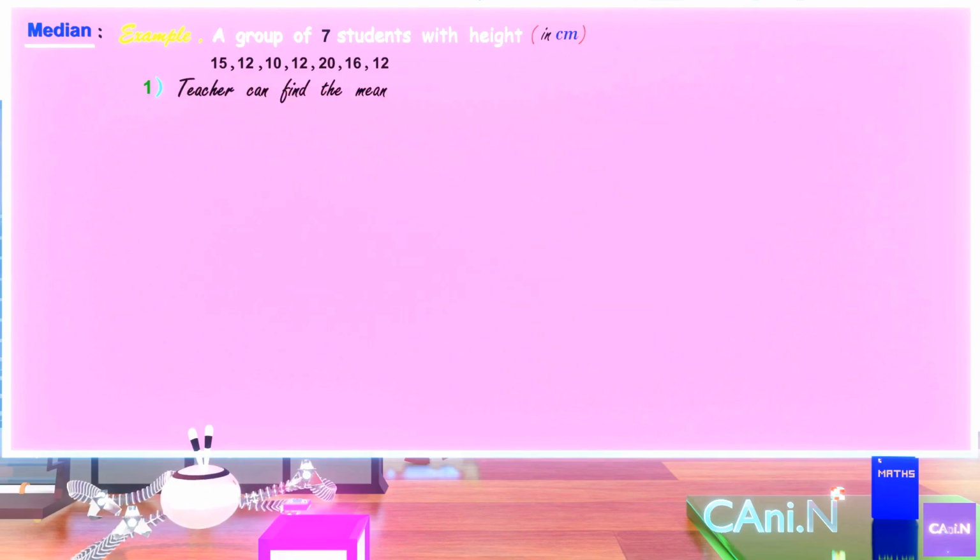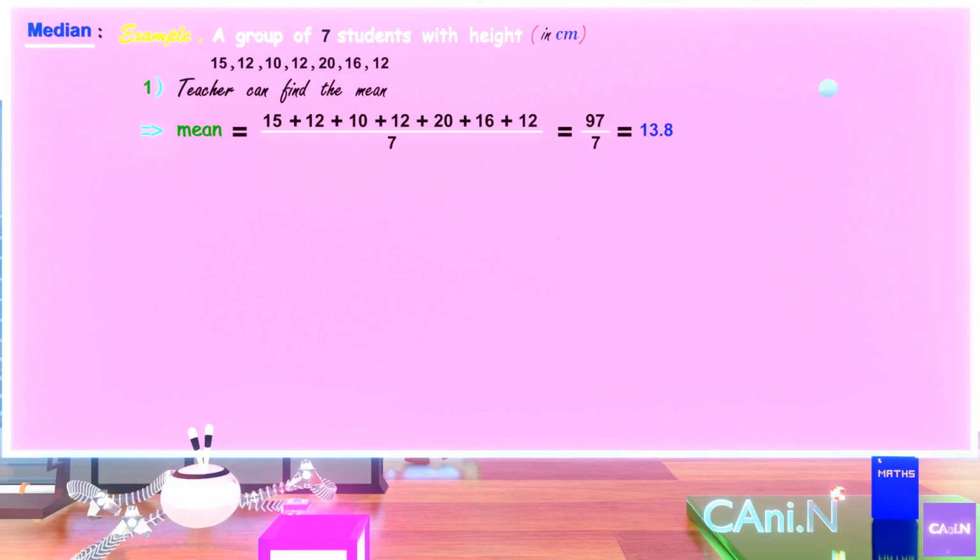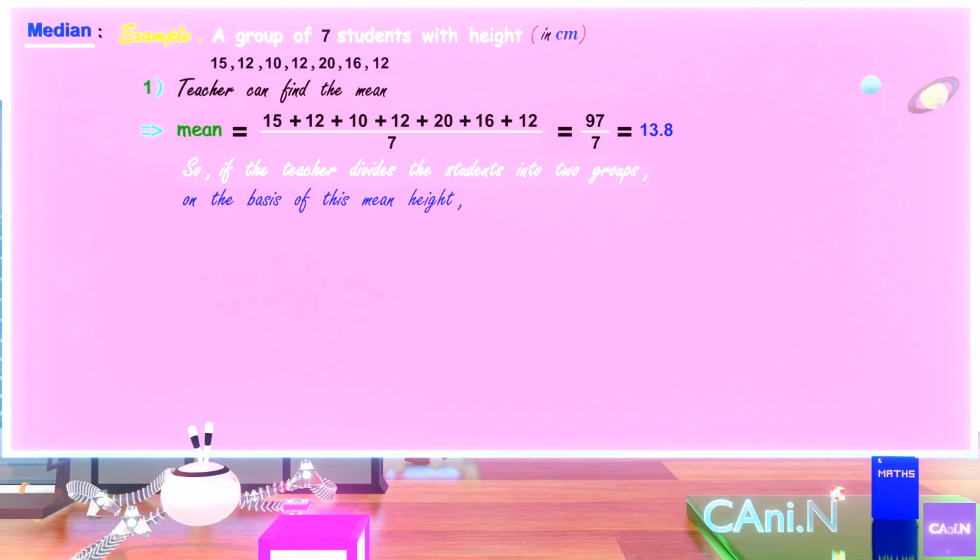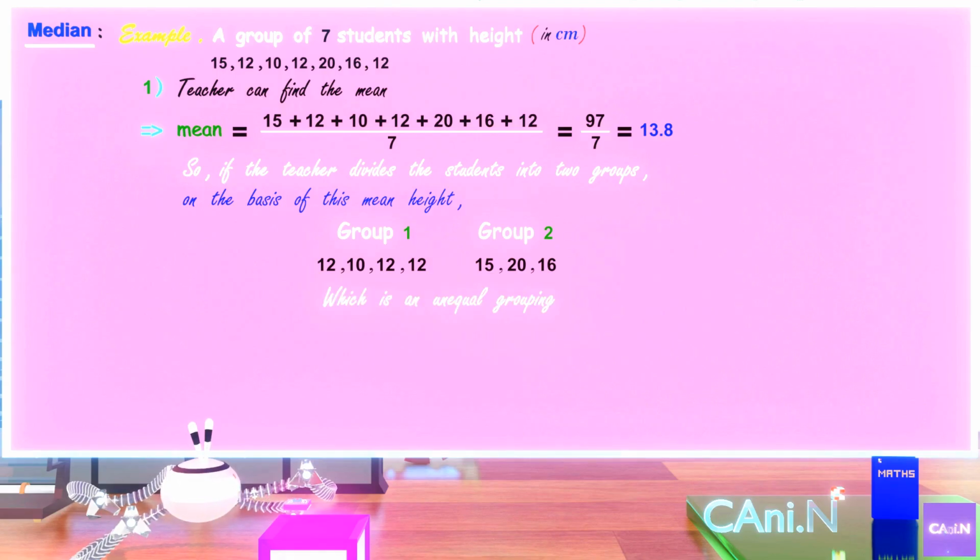Teacher can find the mean. Mean equals 97 by 7 equals 13.8. So, if the teacher divides the students into 2 groups, on the basis of this mean height, Group 1 will be 12, 10, 12, 12. Group 2 will be 15, 20, 16. Which is an unequal grouping.